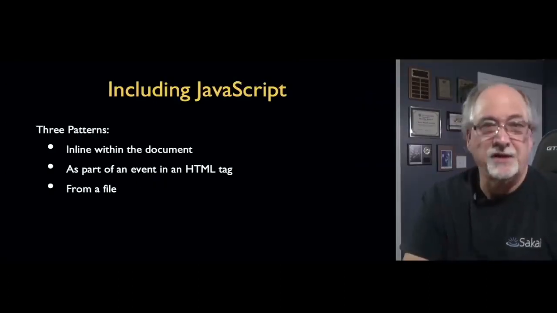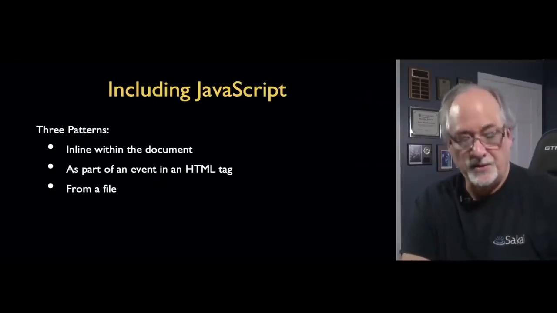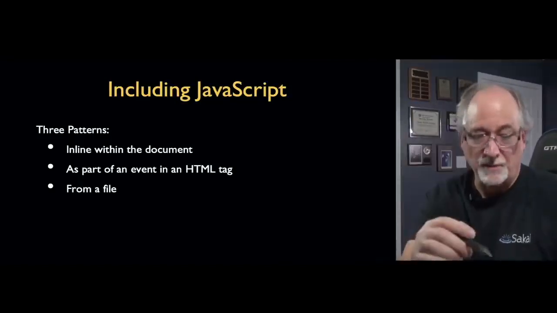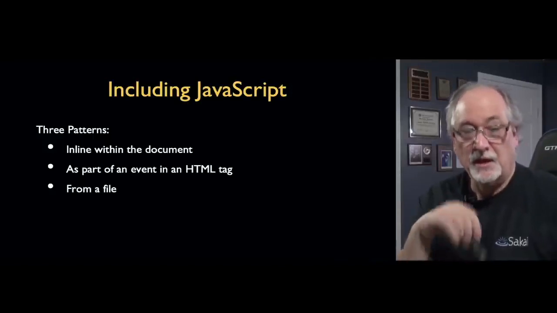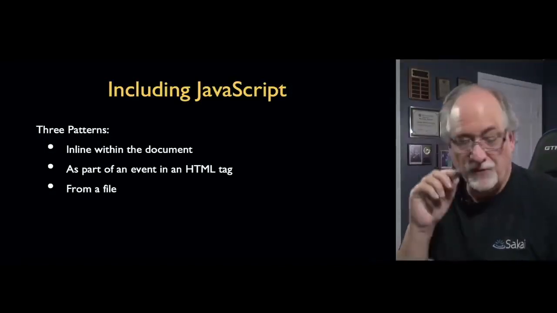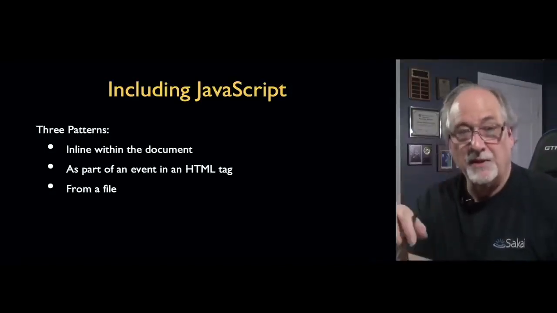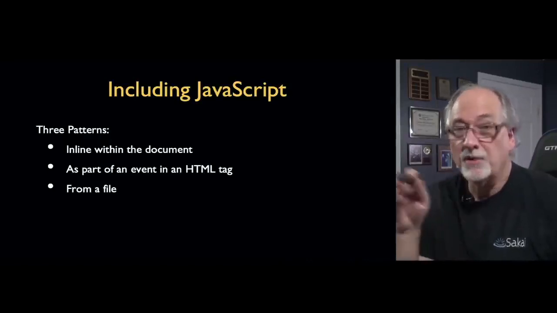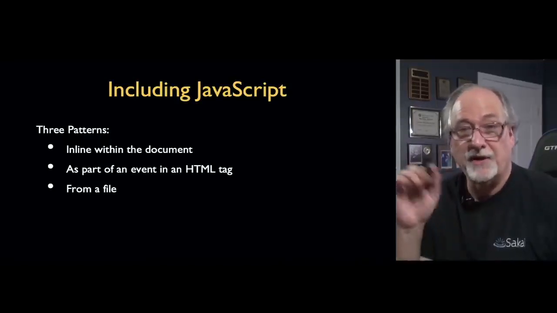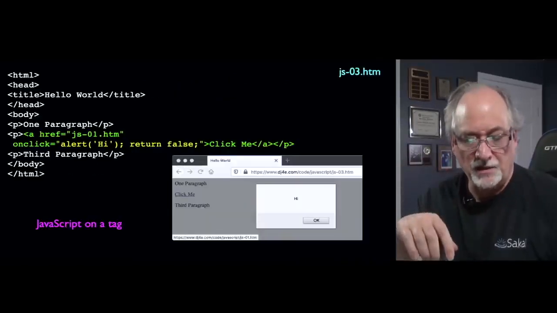So there's three ways to get JavaScript into your web page. One is inline in the document, and that's what I just showed you with a script tag and a slash script tag. It can be, as we've done before, part of an event in an HTML tag. I'll show you that. Or you can put the JavaScript in its own little file, usually ending in .js.